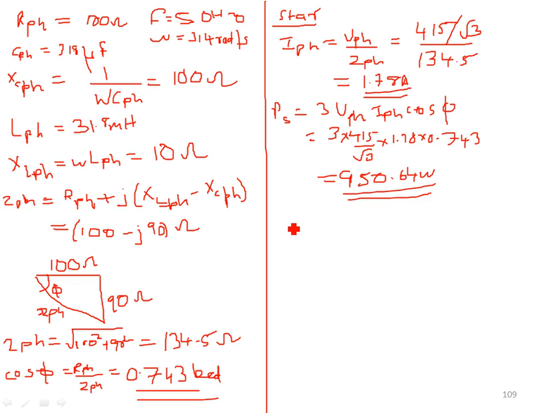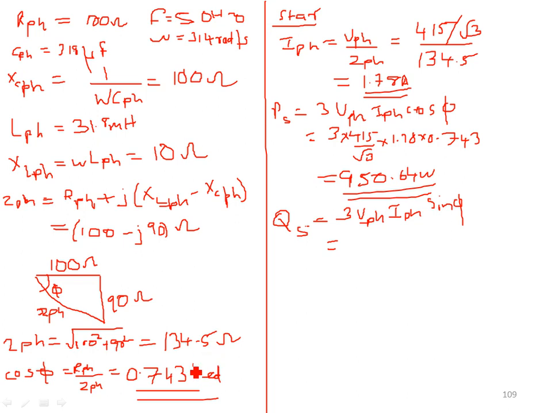Now coming to reactive power. This is active power, and reactive power is given by QS. QS is given by 3 times V phase, I phase, sin phi. That is equal to 3 into 415 by root 3 into I phase, 1.78, into sin phi. From the impedance triangle, sin phi is 90 by Z phase, that is 90 divided by 134.5. So that comes to 856.14 VAR.